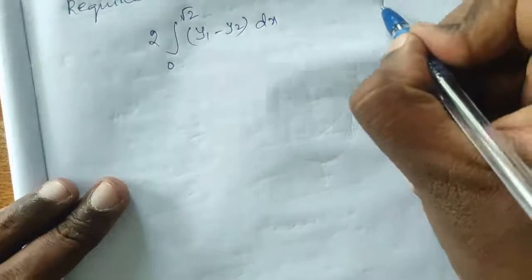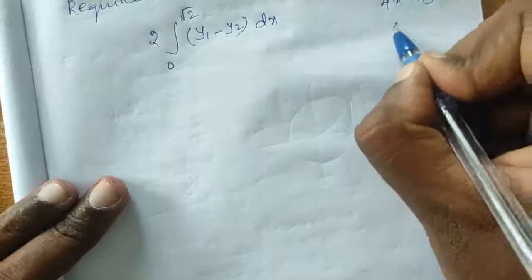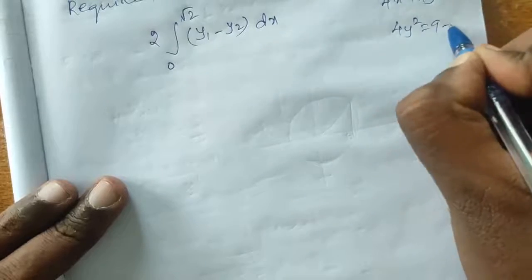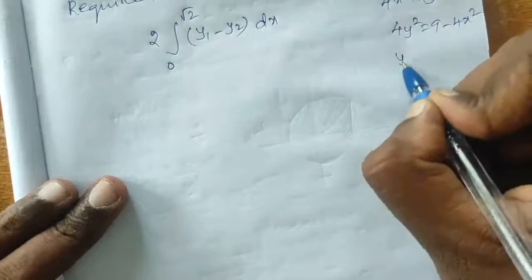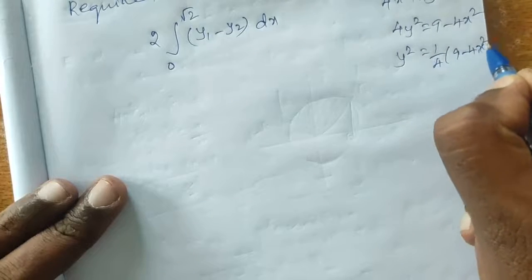So listen, 4x square plus 4y square is equal to 9 is the circle. So 4y square is equal to 9 minus 4x square. Y square is equal to 1 by 4 into 9 minus 4x square.